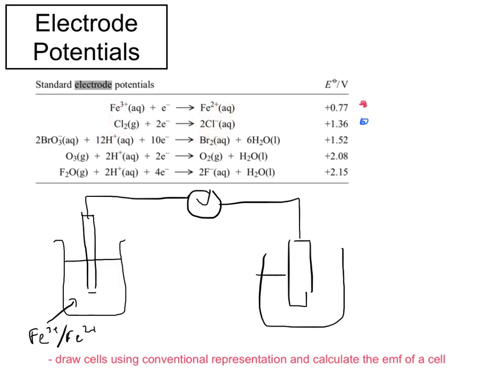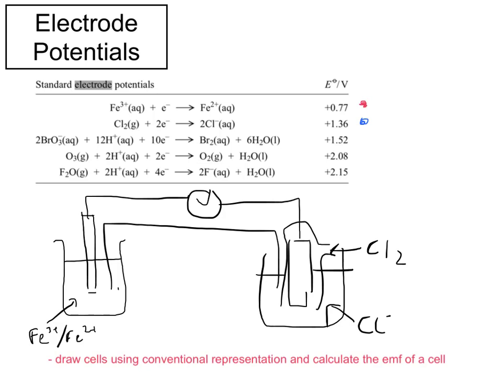We'll have Cl minus in here, and we'll have Cl2 being pumped over the top of that electrode, and then we connect it together with a salt bridge to complete the circuit. Now, if we were to do that, then the value that this voltmeter would show would be the difference between these two electrode potential values. And that is called the EMF.